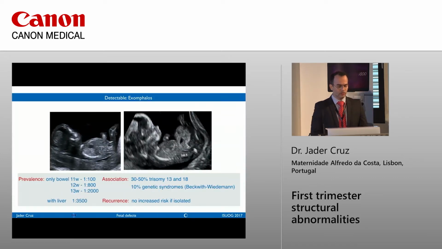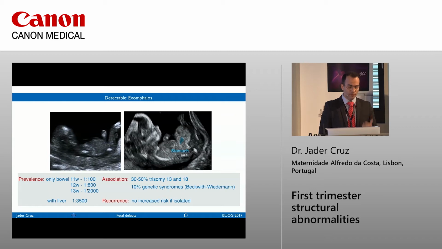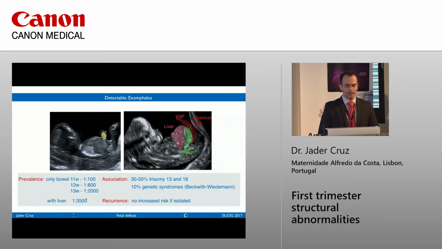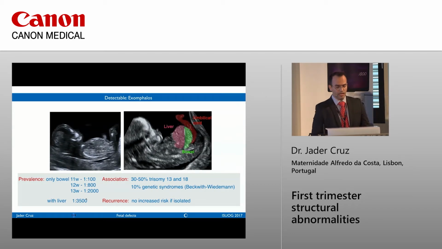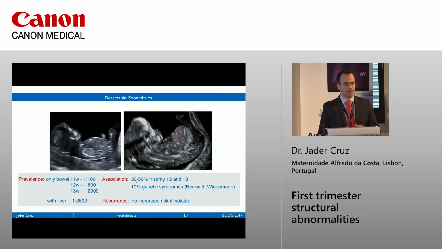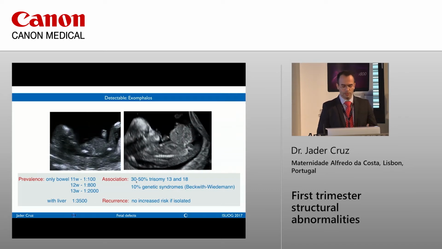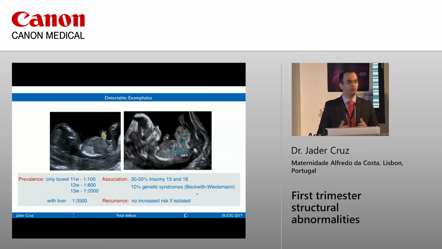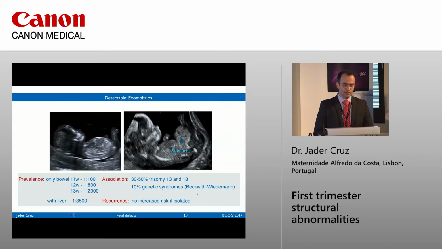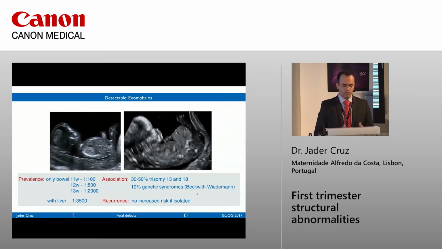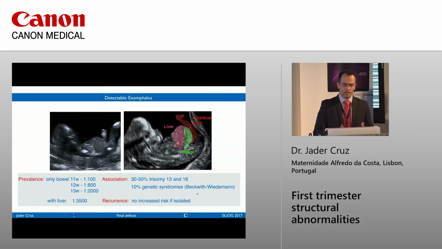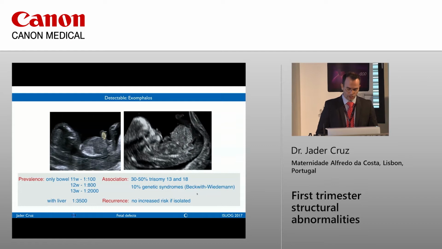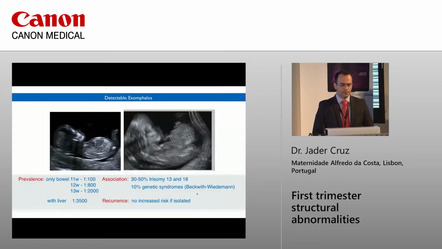The same for exomphalus. The bigger the baby, the less often you see it. If there is liver, the prevalence is about 1 in 3,500. Just to remind you of the strong association with chromosomal abnormalities, trisomy 13 and 18, and in 10% of the cases, some genetic syndrome, mainly Beckwith-Wiedemann. And if it is isolated also, there is no increased chance of recurrence. If it is together with a genetic syndrome or with a chromosomal abnormality, the recurrence is the same as the genetic syndrome or the chromosomal abnormality.